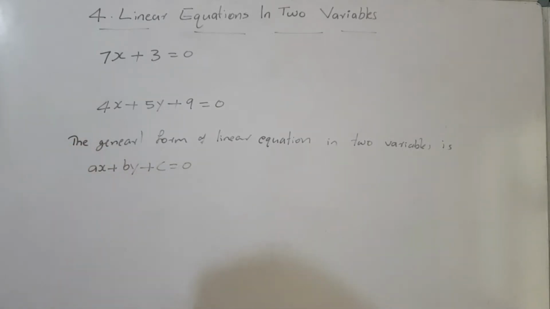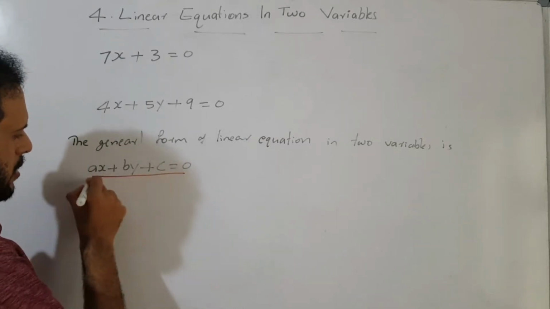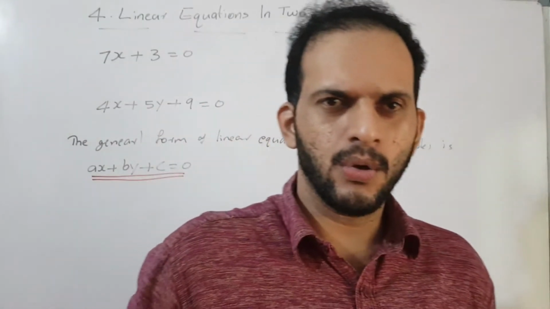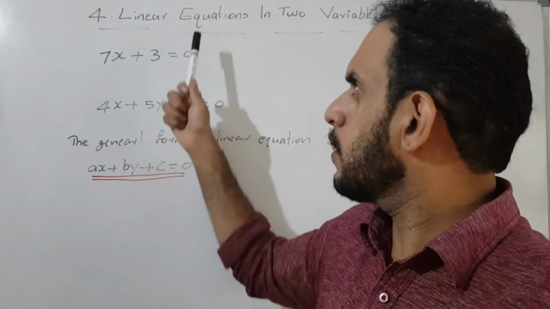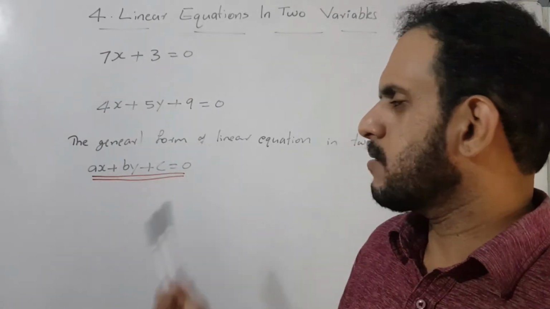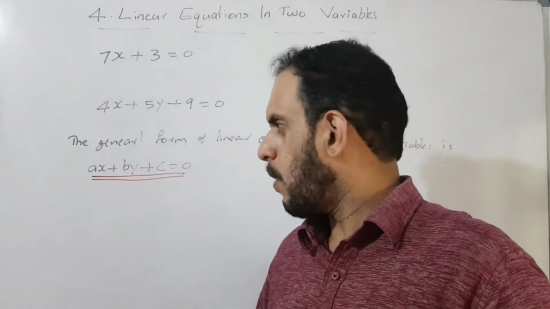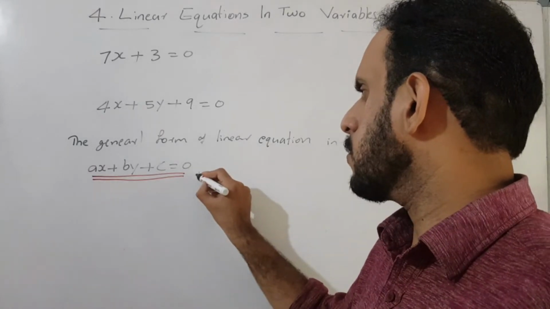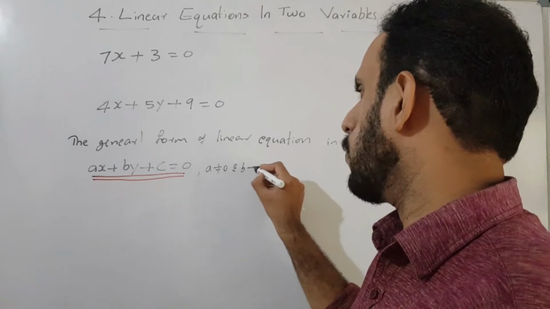The general form of a linear equation in two variables is very important. That one is ax plus by plus c is equal to 0. You must remember the general form. It is the standard form or general form of a linear equation in two variables. What is a? A is the coefficient of x, and we have the conditions: a is not equal to 0 and b is not equal to 0.